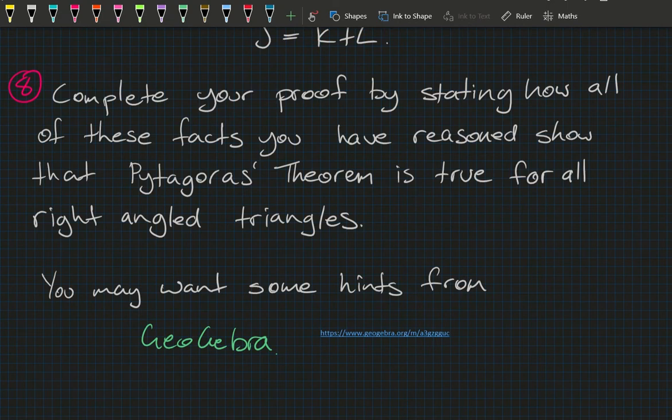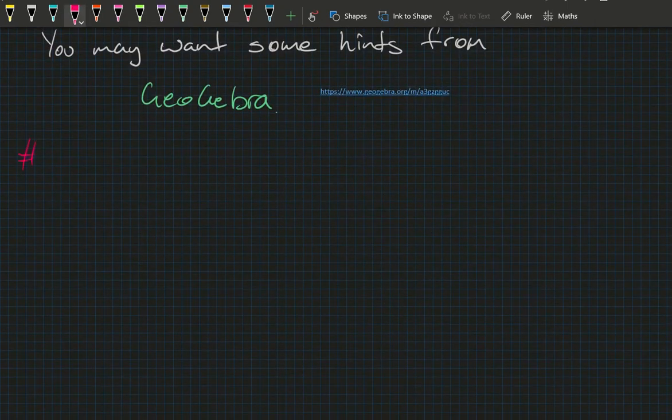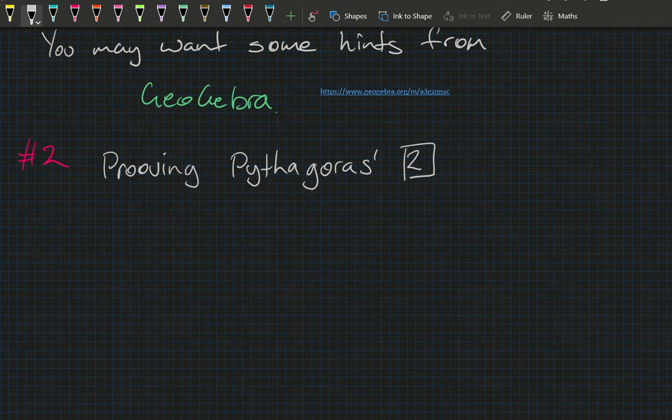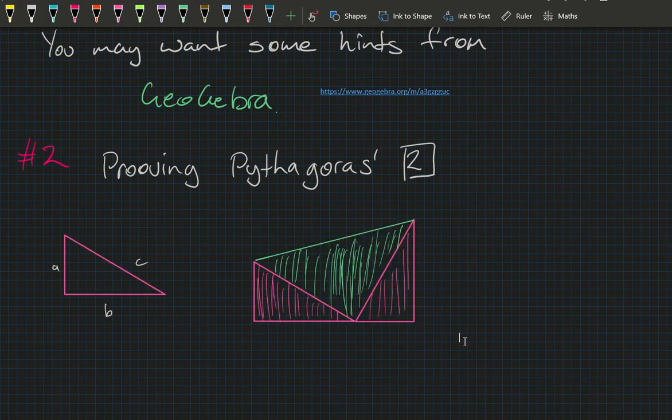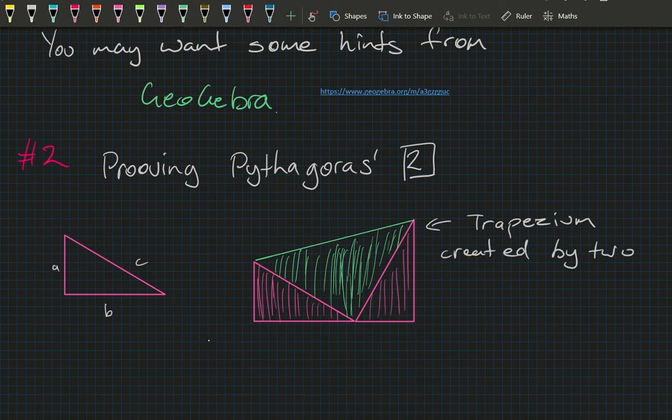Okay, let's move on to the next challenge, which is challenge 2, proving Pythagoras' theorem, number 2. And let me paste in the diagrams for James Garfield's proof of Pythagoras' theorem. The diagram on the right is a trapezium that's created by 2 copies of the same right-angled triangle on the left.